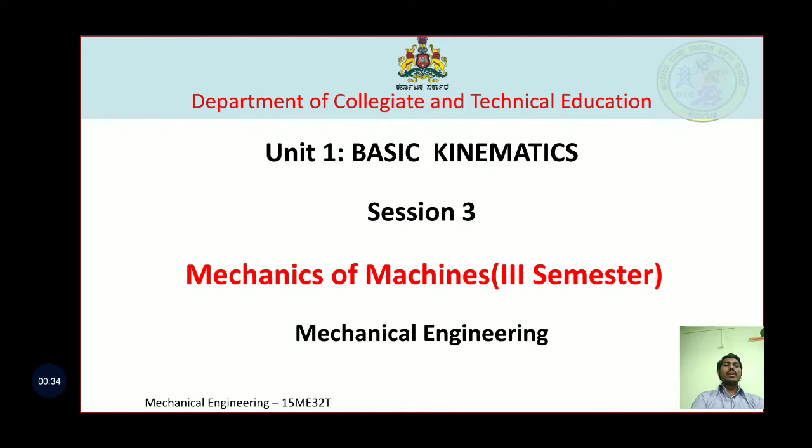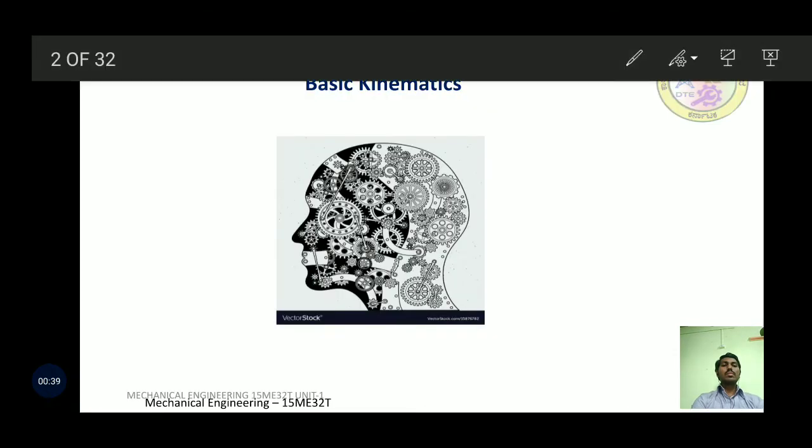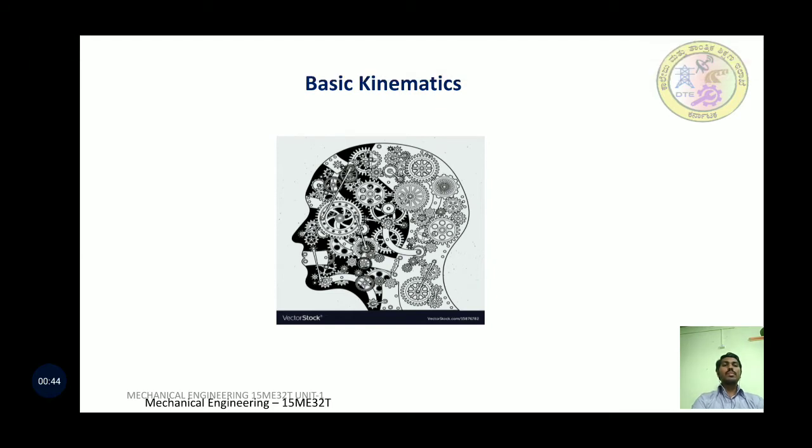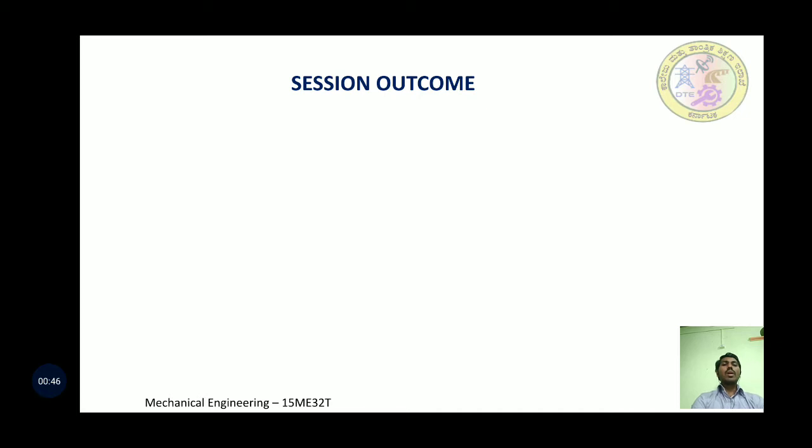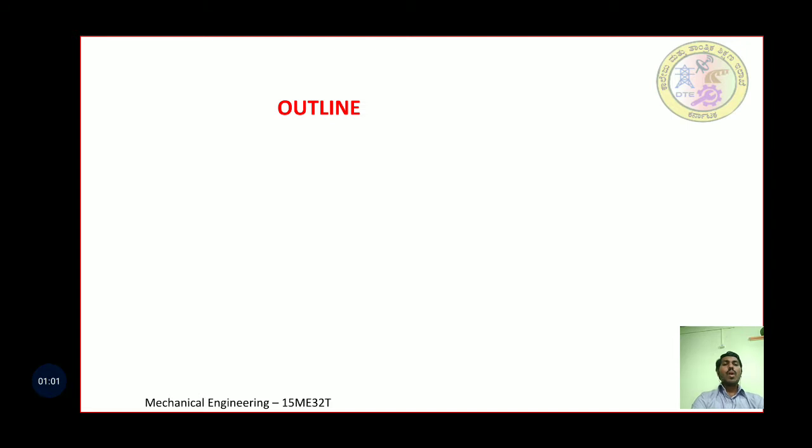Unit 1, Basic Kinematics. It's session 3. Session outcome: in this session, the student should acquire knowledge of kinematic pair and its types. What are the types of kinematic pair? Outline: this session is about recap and discussing the types of kinematic pair.